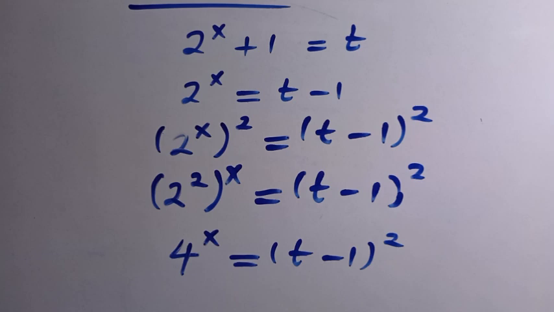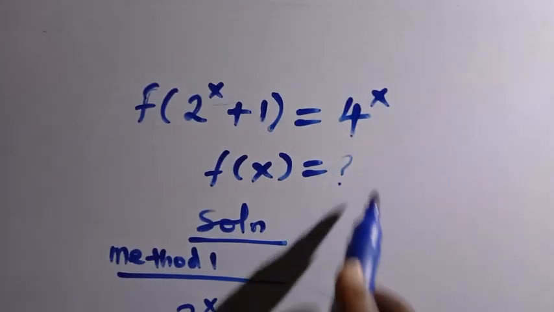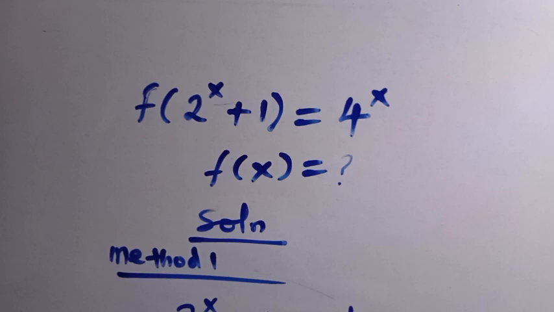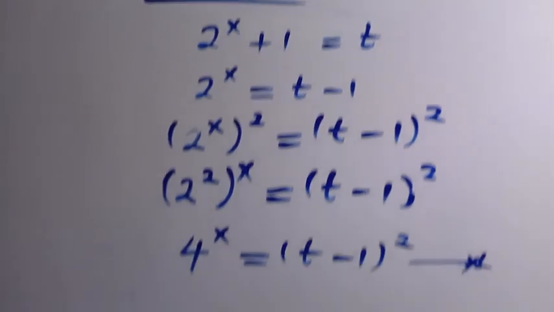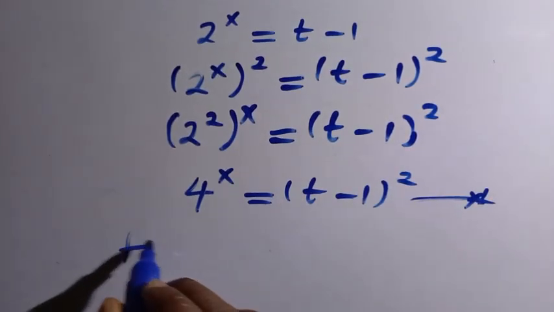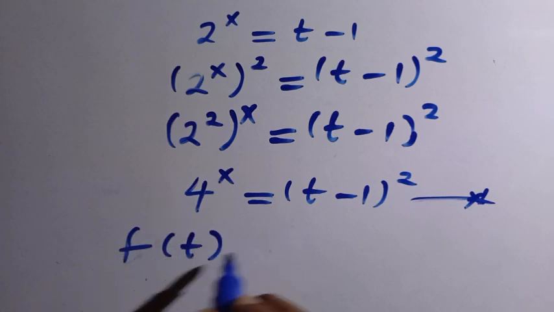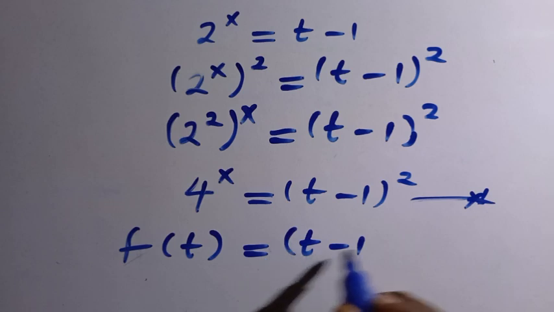So we are going to store this, and we consider this as a very important equation. Then let's come back here. From the given question, we have 4 to the power of x here, which we are going to replace. Then 2 power x plus 1, also, we are going to replace it with t. So therefore, we have f of t equals, so instead of 4 power x, we replace it with t minus 1 raised to power of 2.